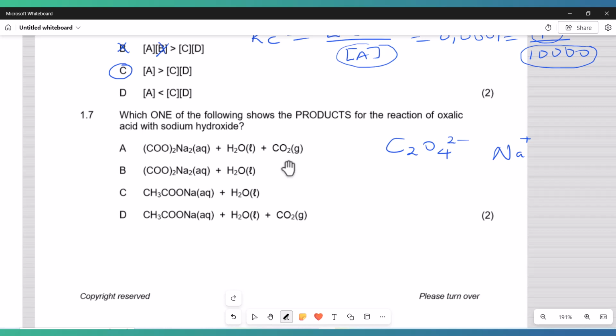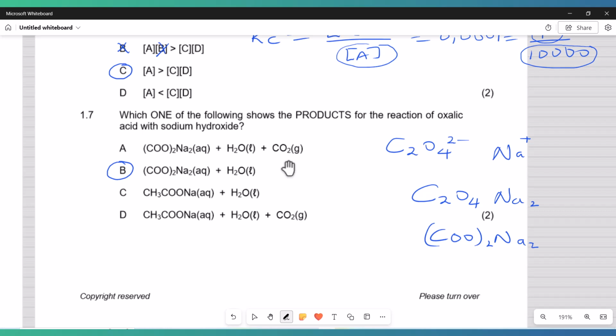So in other words, my sodium oxalate is supposed to be C2O4 with Na multiplied by 2. I can take out a 2, so I can write it as C2O4 with the 2 sodium ions. Because I'm getting sodium oxalate plus water as my product, this must be the best answer here. This is sodium ethanoate, so it's not correct. It must be sodium oxalate.